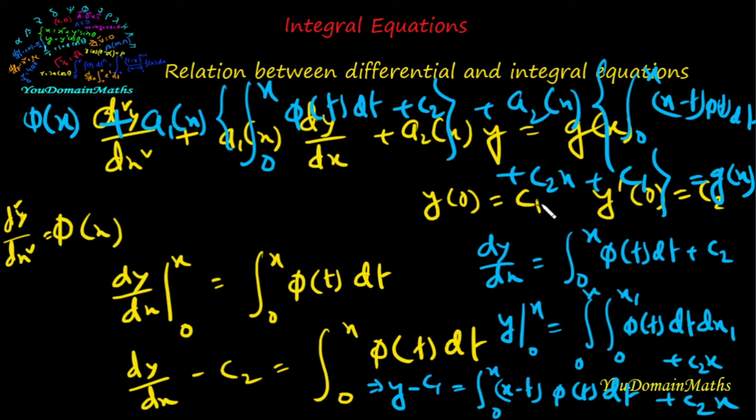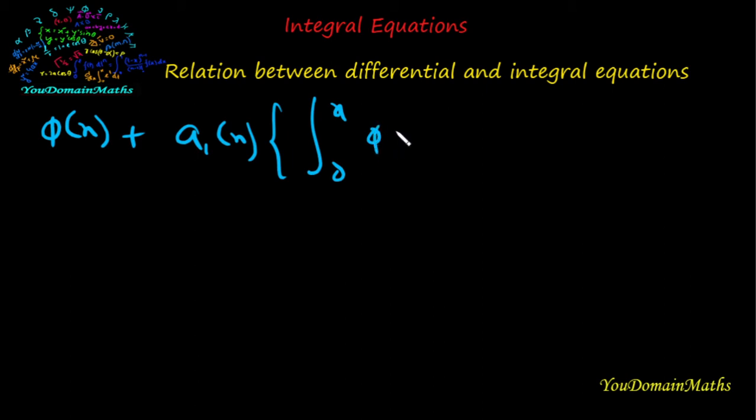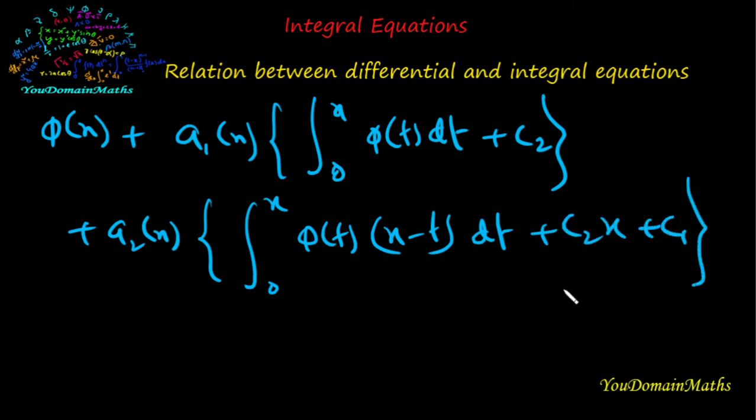Now putting the values of d squared y by dx squared, that means phi of x, and a1 of x times dy by dx, that means the integral from 0 to x of phi of t dt plus c2, plus a2 of x times the integral from 0 to x of x minus t phi of t dt plus c2 x plus c1, equal to g of x. So we find an integral equation in this form.